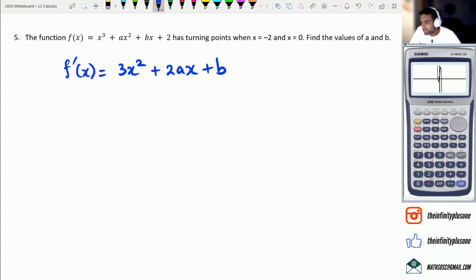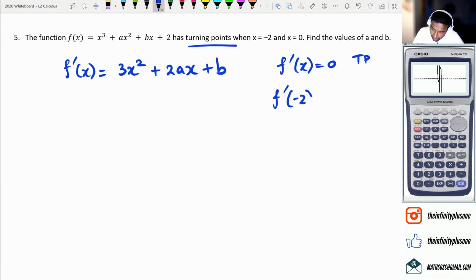And to be honest, you're probably wondering, well, what do we do from this point onwards? Well, remember that when something says it's a turning point, that means the gradient at a turning point is equal to 0. So in this case, because -2 is a turning point, we can say that f dash of -2 is equal to 0. Then we can also say that f dash of 0 is also equal to 0. So there is a turning point when x equals 0. Because of this, we can actually set up two equations.